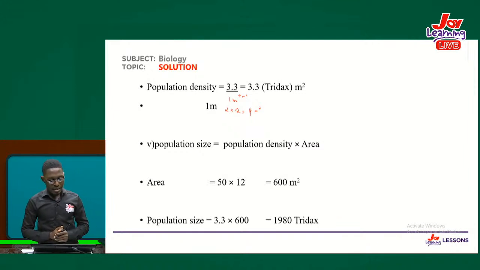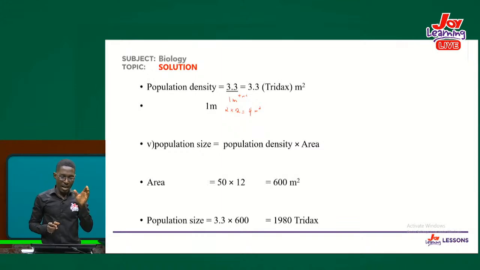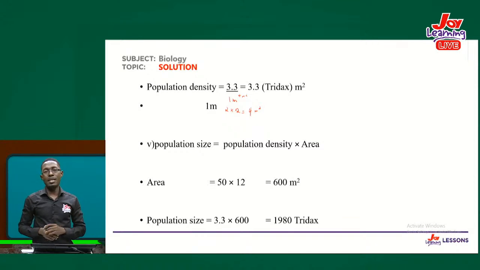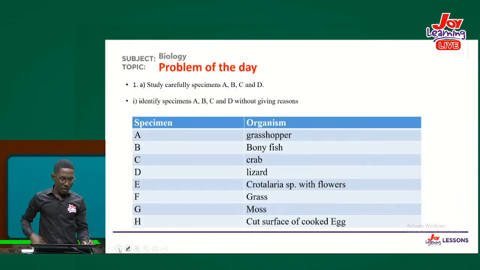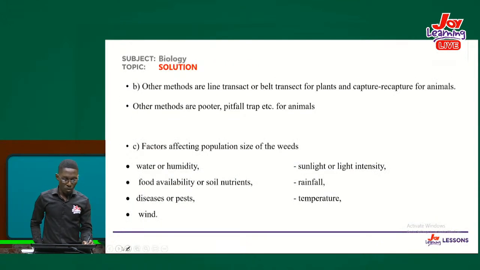Then population size. They gave us the area as 50 by 12. The length will be 50, the breadth will be 12. If you multiply to get an area, you get 600. Remember that this is in meters, so the quadrat was 1 meter. So when you put 1 meter quadrat there 600 times, we average that every time you put one quadrat there, you get 3.3. So 3.3 times 600 will give us 1,800 Tridax. So the population for a 600 meter square area was about 1,800 Tridax plants. And there were other questions for you to answer related to it.